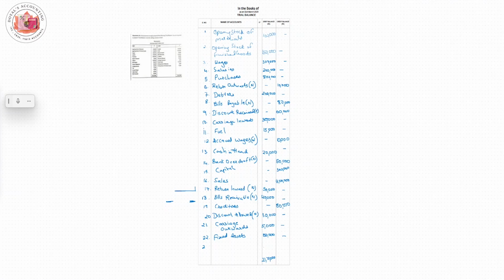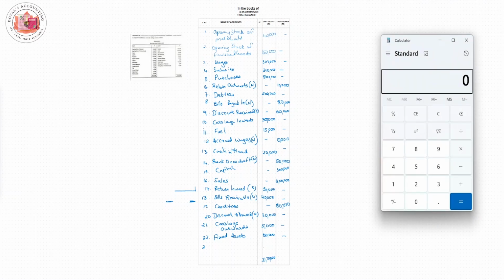Now I'm going to check the totals of the credit balance. So I have 10,000 plus 80,000 plus 60,000 plus 10,000 plus 3 lakhs plus 13 lakhs plus 50,000. Okay, so my balance is 18 lakh 60,000. They have not given us any other information and I have correctly written the accounts in the balances.